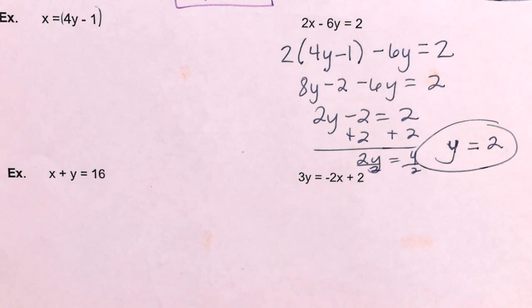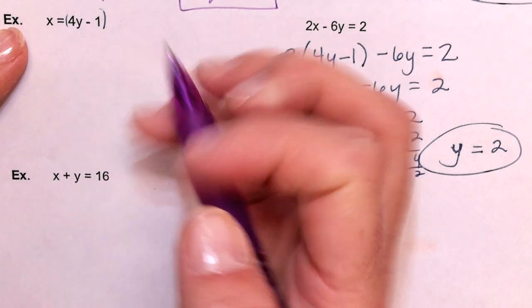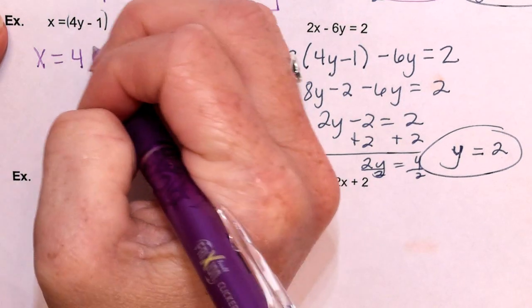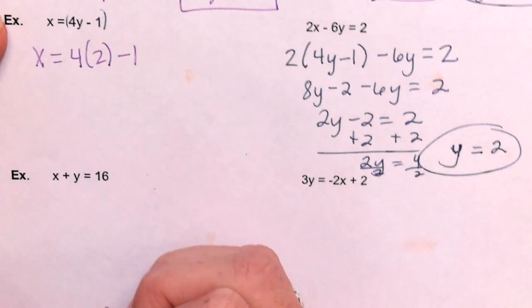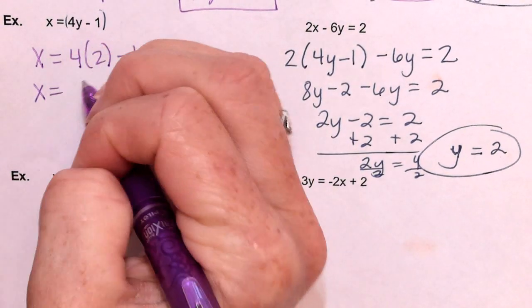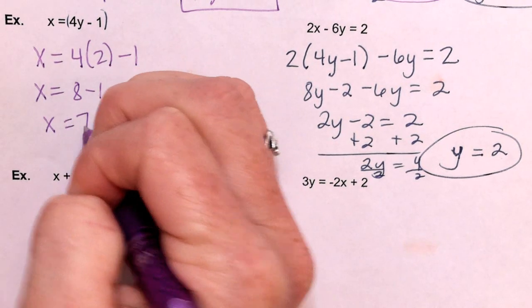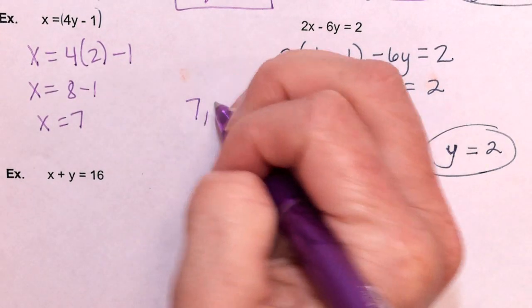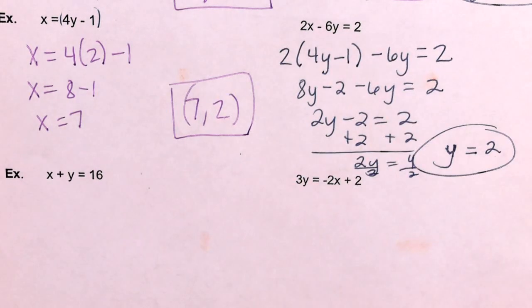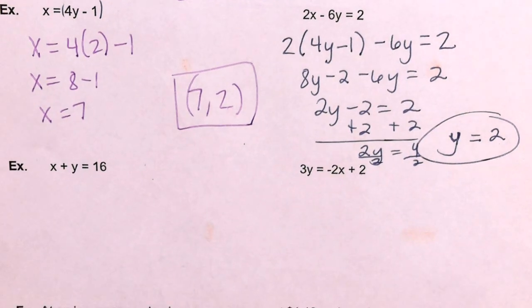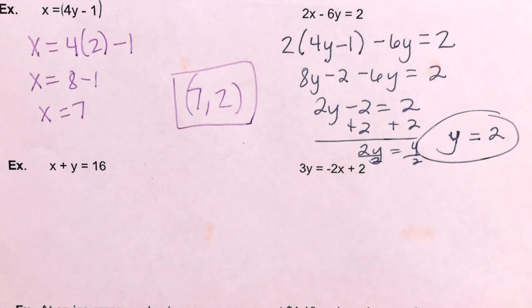Did we get the y correct? Awesome. Now we're going to take the y, plug it back in for this y so we can solve for x. X is equal to 4 times y, which is 2, minus 1. So x is equal to 8 minus 1, so x is equal to 7. My answer is 7, 2. Are there any questions so far?